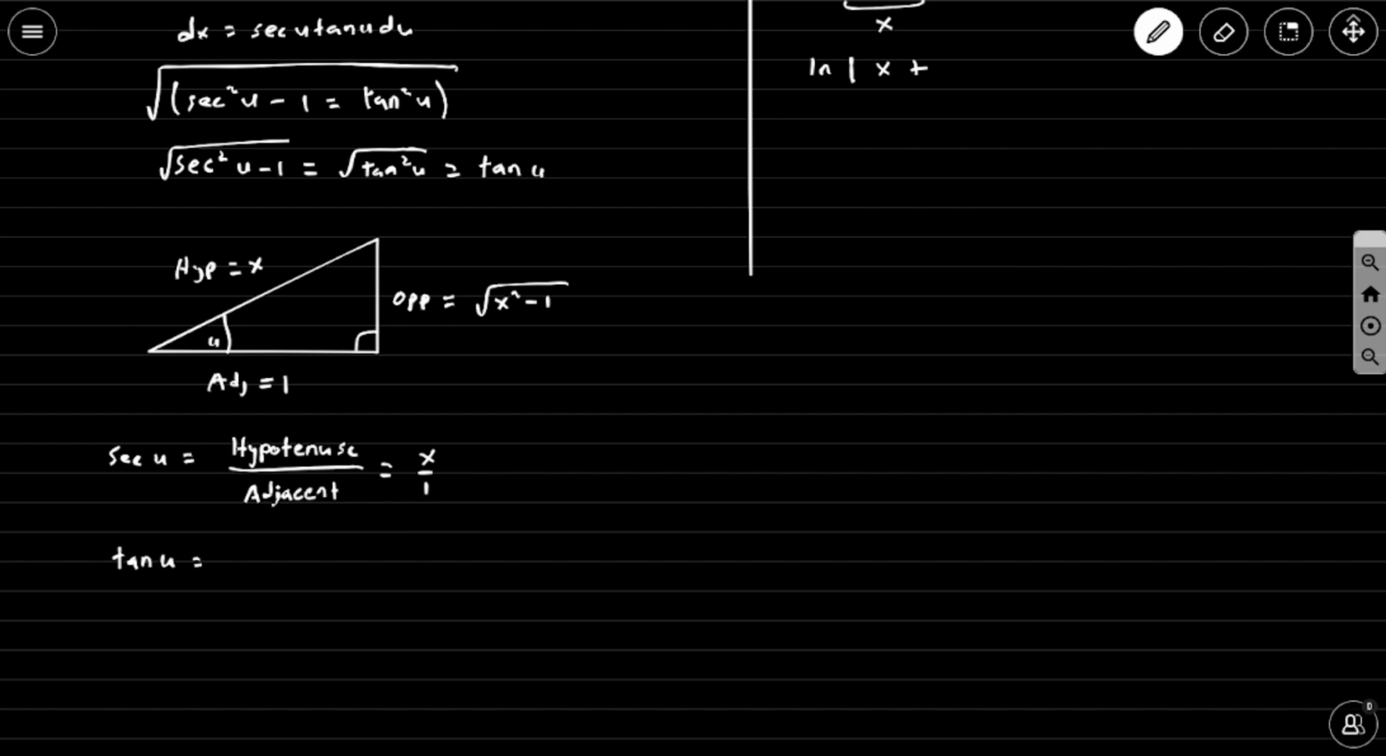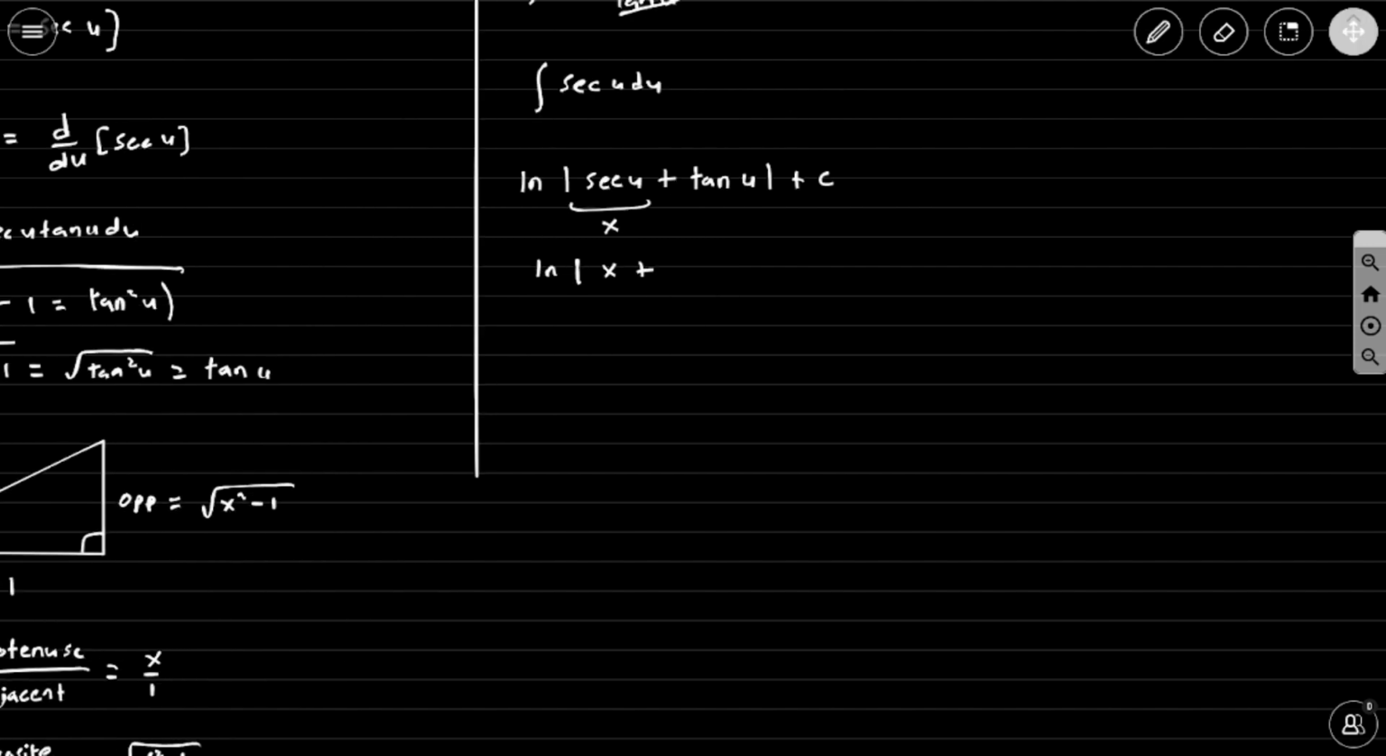So now we can find the value of tan u. Well, tan u equals opposite over adjacent, which is square root of x to the power of 2 minus 1 over 1. So now we know secant u and also tan u. We can put in our answer. The final answer is gonna be, I'm gonna write tan u first, square root of x to the power of 2 minus 1. So our final result is ln absolute value of x plus square root of x to the power of 2 minus 1, plus c. This is our final answer.